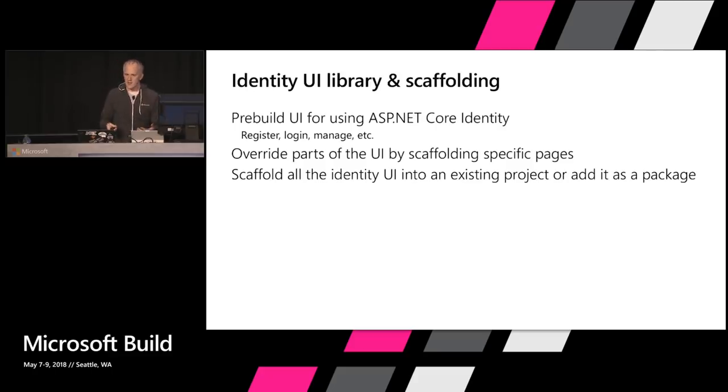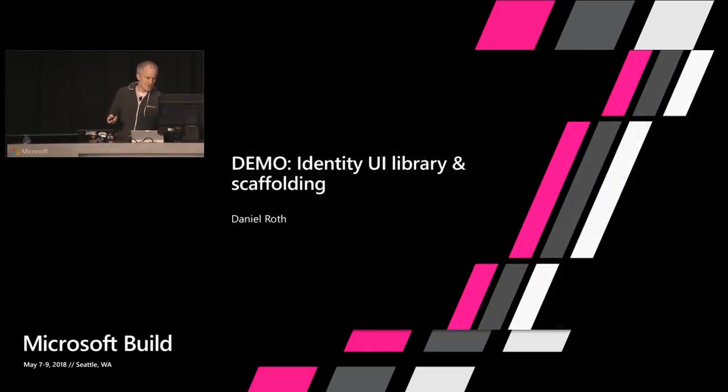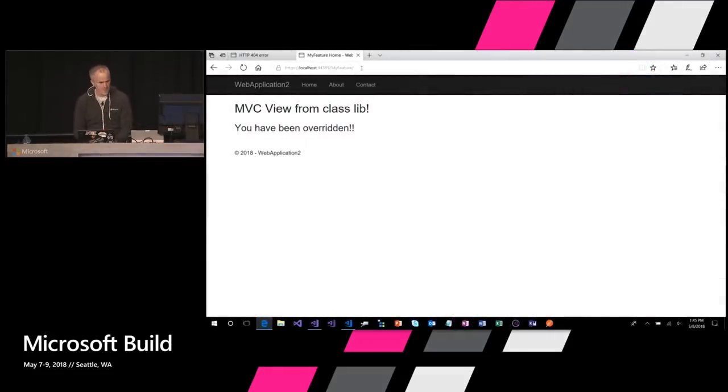We have pre-built the identity UI as a package. We also provide you a scaffolder that can scaffold all the code out if you prefer to have all the code. And then you can scaffold individual pages if you want to override just one page. And let's take a look at what that looks like. You can then use these things to add identity to an existing project. All right.